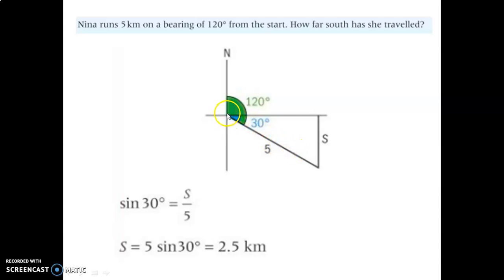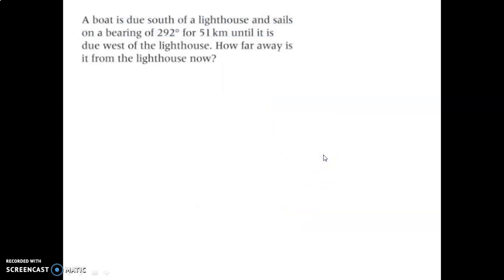This is the starting point right here. So now we know their direction, and we know that they run 5 kilometers in that direction. So we can show 5 kilometers like that. And then you can draw a line straight up, because the question is asking how far south. So if somebody's running at this angle here from east, then that is the distance south they have traveled right here. We have this simple right triangle. We can use sine, and we can solve for that distance going south. Let's try another bearing problem.